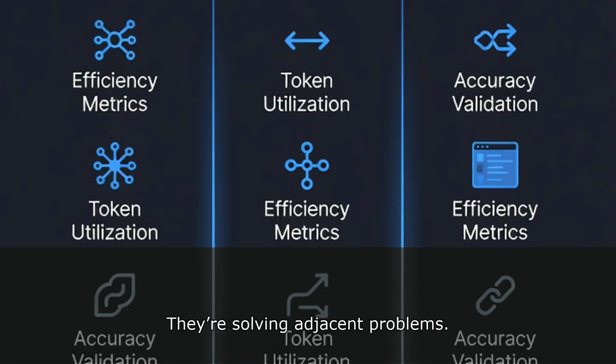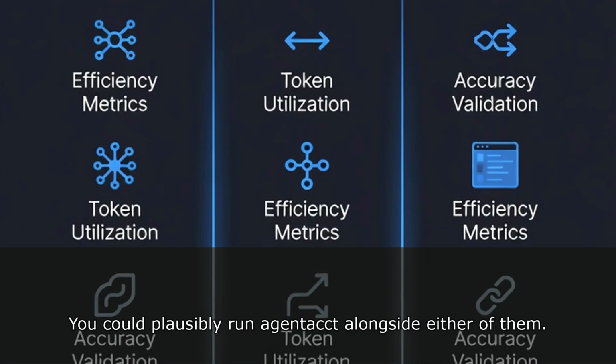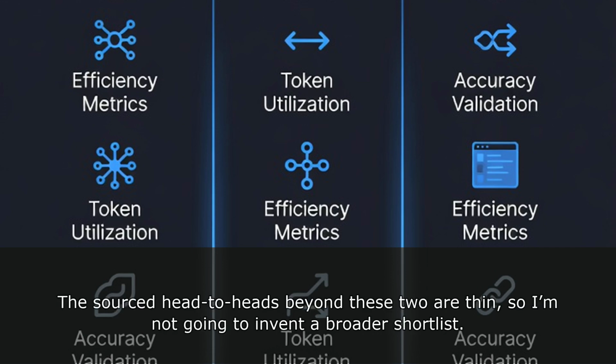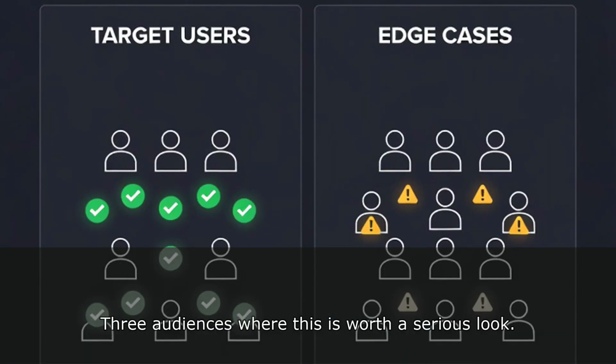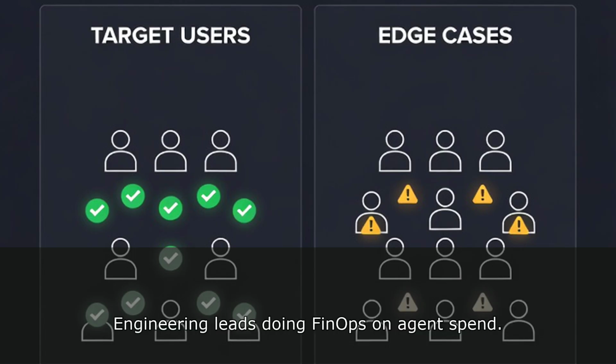3 audiences where this is worth a serious look. Engineering leads doing FinOps on agent spend. If you're trying to answer, did that expensive context window correlate with a passing test suite or a concrete refactor? Agentacct is built for exactly that question. It's not giving you a cloud bill summary. It's giving you a work attribution ledger.